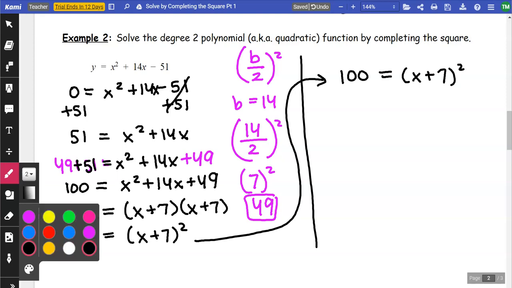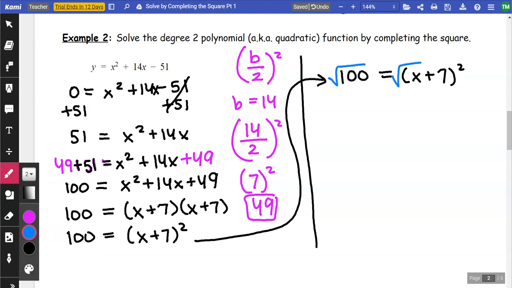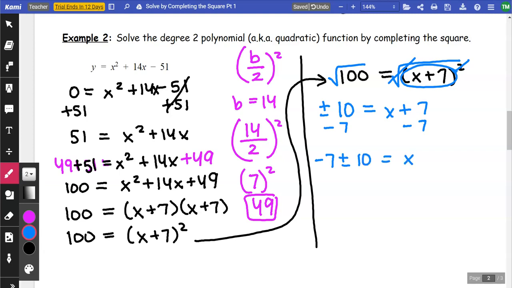How do I cancel a square? Well, I square root both sides. How many answers do I get when I square root both sides? 2. How do I show that? Plus or minus. Now this time, what's the square root of 100? 10. So we get plus or minus 10 is equal to, and then the square root cancels the square, so we're left with x plus 7. Now you're going to subtract 7 from both sides, so negative 7 plus or minus 10 is equal to x.